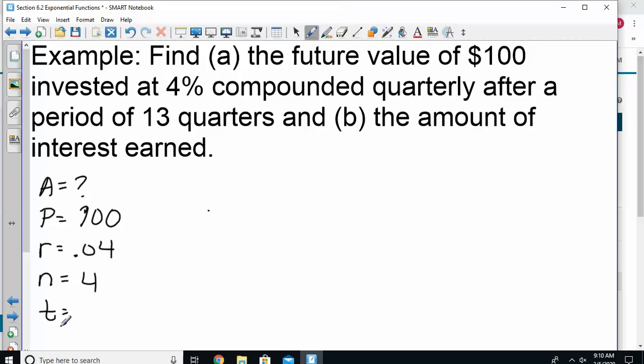3, but you use 1. Okay, just do, we know how many quarters are in a year? 3, 4, so just do 13 over 4. 3 1/4. So 3.25 years.